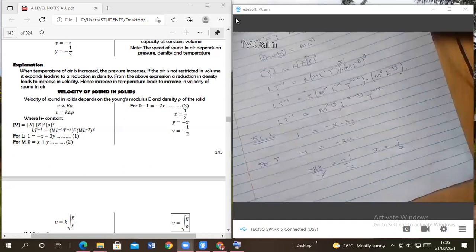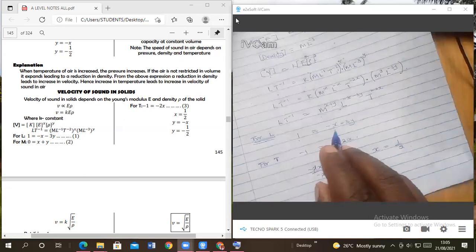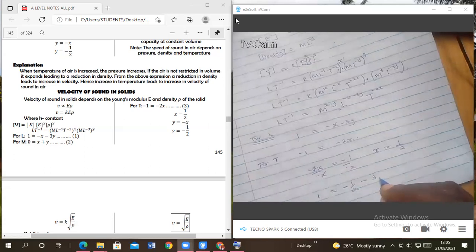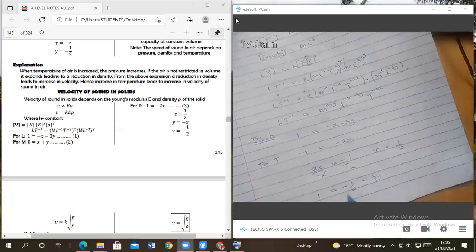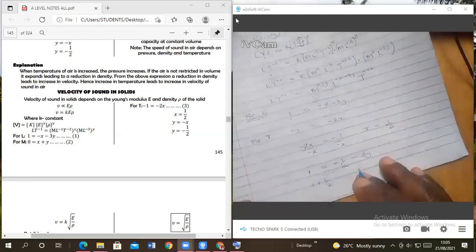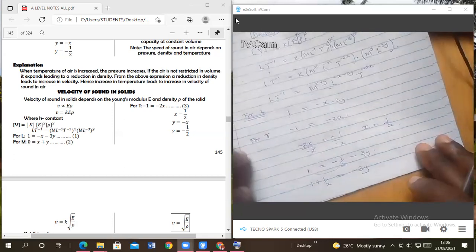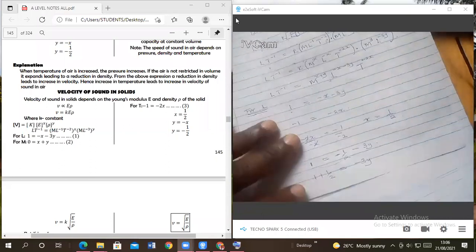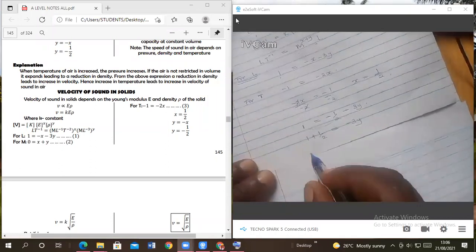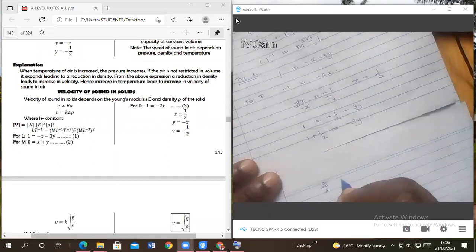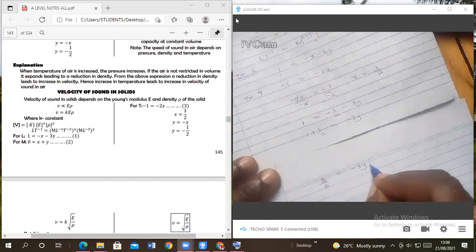So let us substitute. We have 1 equals negative x minus 3y, isn't it? Yes. So I bring this one over, it becomes 1 plus a half equals negative 3y. What do you get here? We get 3 over 2, isn't it? Yes, 3 over 2 is equal to negative 3y.